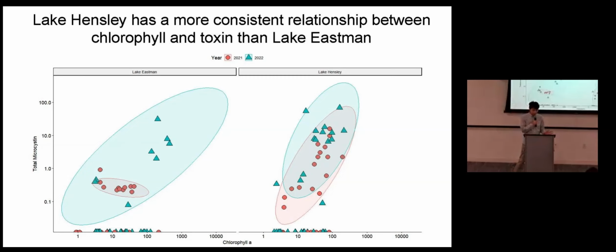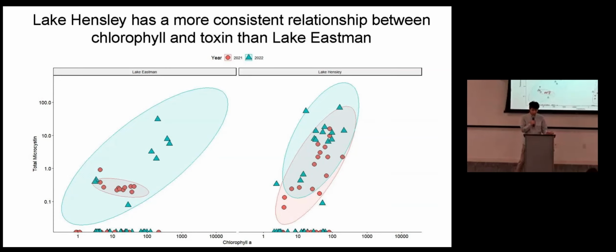In Lake Hensley, microcystin and chlorophyll seem to have the same slope for both years, but we do tend to see lower microcystin levels in 21 and higher levels in 22. In Lake Eastman, there are fewer observations, but there's still a similar relationship between chlorophyll and microcystin in 22. However, we see a very different relationship in 21 with just the small cluster in red right there. And so these visual relationships line up with our numerical correlations, as chlorophyll and microcystin are correlated for the overall study, and in 21 and 22 for Lake Hensley, but just 22 for Lake Eastman.